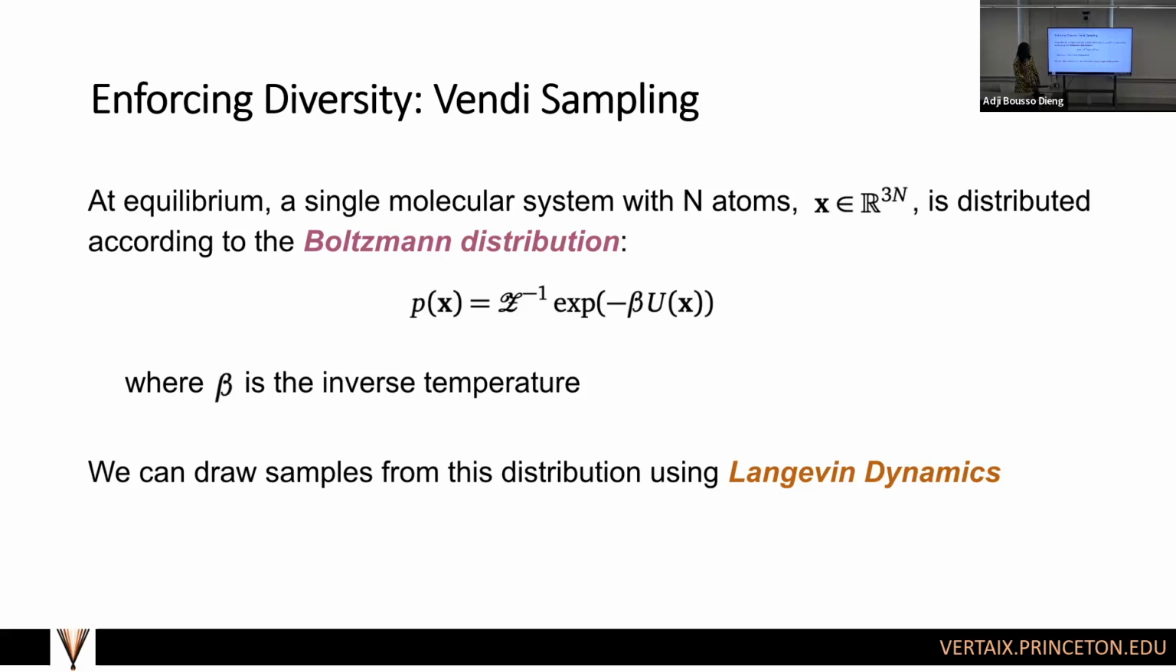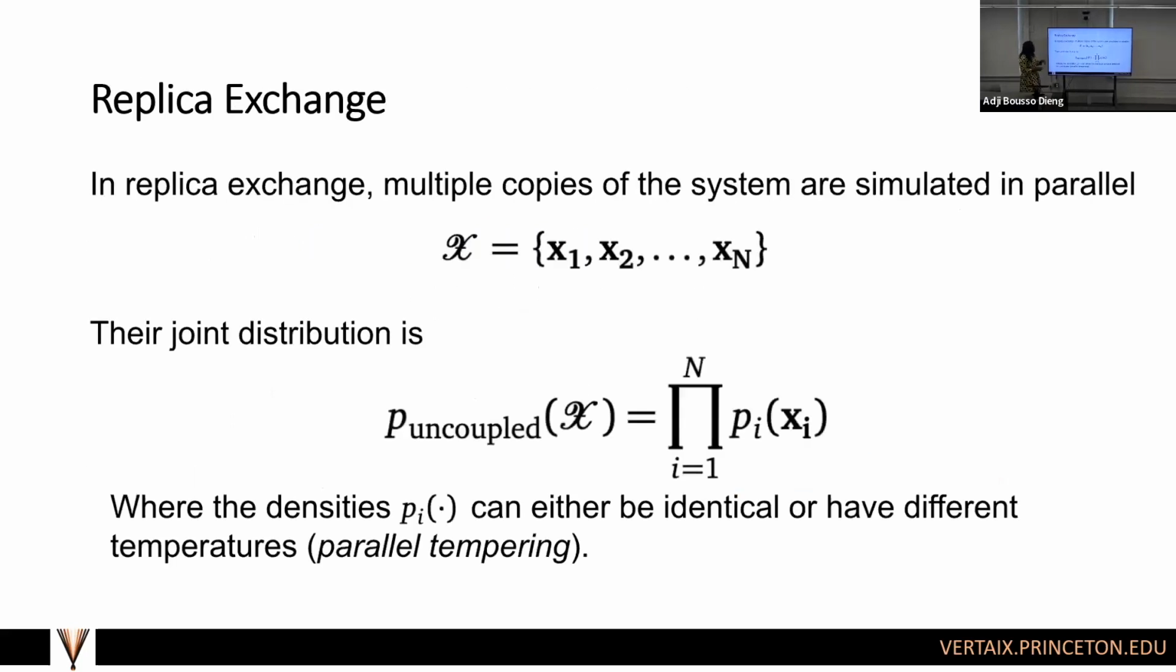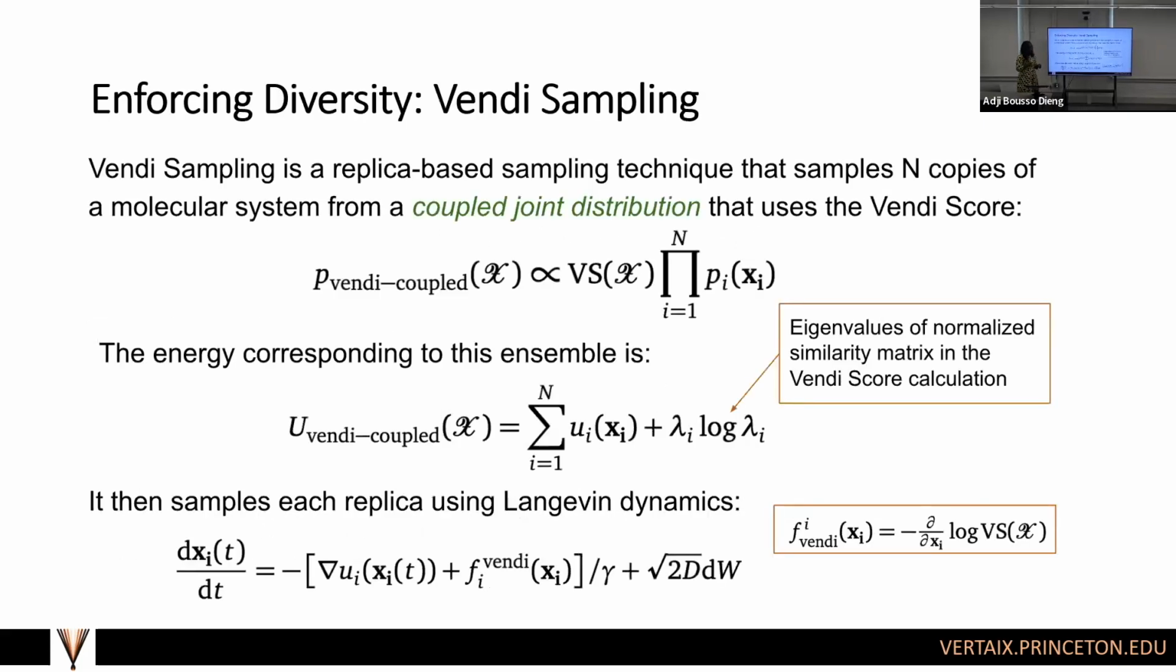Typically, people use Langevin dynamics with replica sampling. So you sample multiple times, and you assume that those are independently drawn copies of the same molecule, and they follow this joint distribution that is the product of the individual distributions. These individual distributions can all follow the same temperature, or sometimes you choose different temperatures so that you have a greater chance of observing different conformations. That's called parallel tempering. And what they do is just run molecular simulation, run Langevin dynamics.